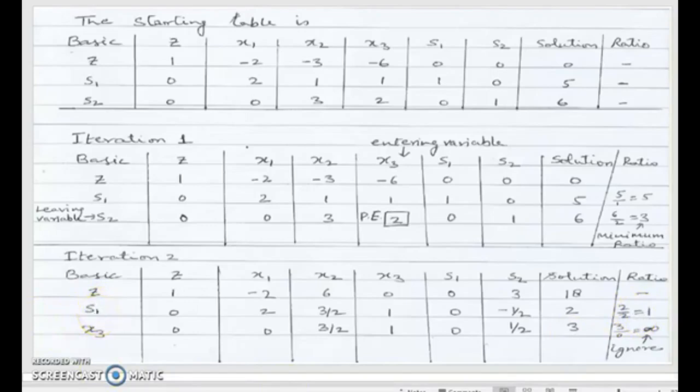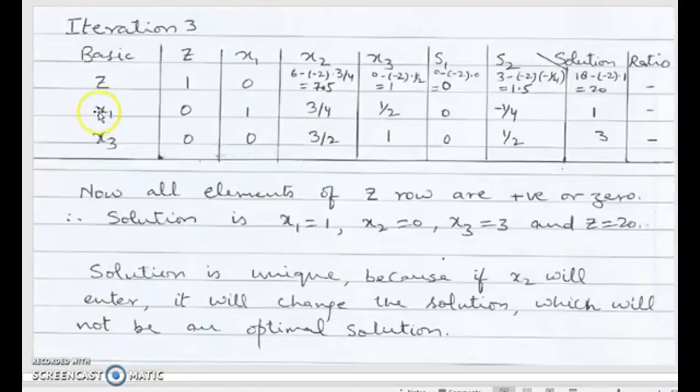So now we take the next table, and here x1 has entered and s1 has left. Again we do the same calculation: we divide the s1 row by the pivot element and get the x1 row, and we have written this x1 row. With the help of the x1 row we write the Z row and x3 row by using the Gauss-Jordan formula, and we get all these values for Z: 1, 0, 7.5, 1, 0, 1.5, and the solution is 20. Again we see whether there is any negative value, because it is a maximization problem. So we see there is no negative element in the Z row.